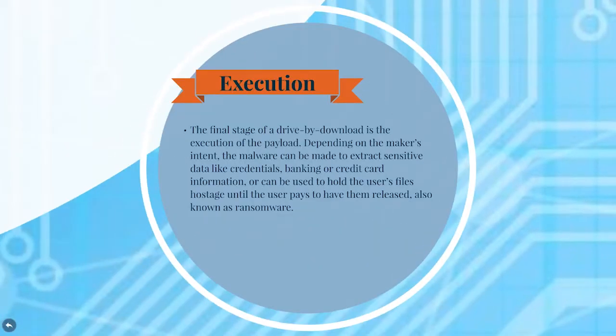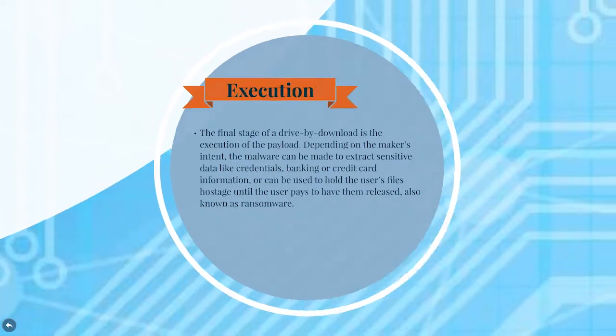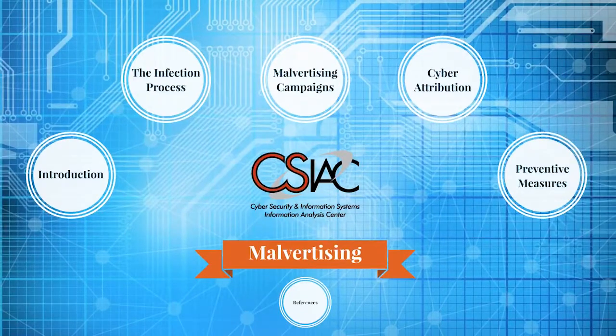Stage 5, execution. The final stage of a drive-by download is the execution of the payload. Depending on the maker's intent, the malware can be made to extract sensitive data like credentials, banking, or credit card information, or can be used to hold the user's files hostage until the user pays to have them released, also known as ransomware.